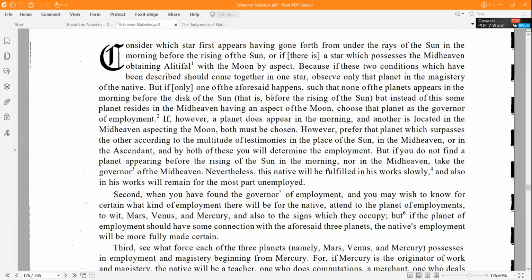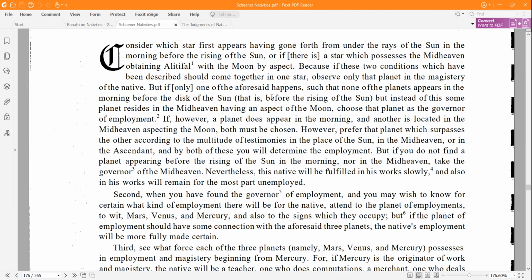So he says, look first at a planet that's come from under the rays, and it possesses the midheaven, and it's being applied to by the moon by aspect. Okay, so he says a little bit different. So we're looking for a planet that's come out from under the rays, it's in the midheaven, and it's being applied to by the moon, right? So if these two conditions which have been described should come together in one star, that's what you would look at for Magistery. So do we see it's getting super specific?